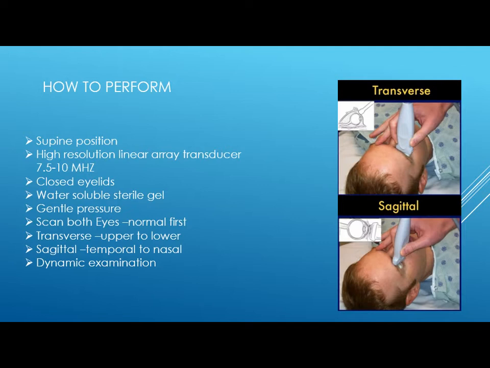The eye is examined in two views, transverse and sagittal. In transverse, usually we start from upper to lower, and in sagittal from temporal to nasal. And also a dynamic examination while the patient has closed eyelids. Before closing the eyelids, we advise the patient to gaze forward. After closing, we do the B-scan in dynamic examination. We ask the patient to look forward, downward, right, and left, while keeping the eyes closed.